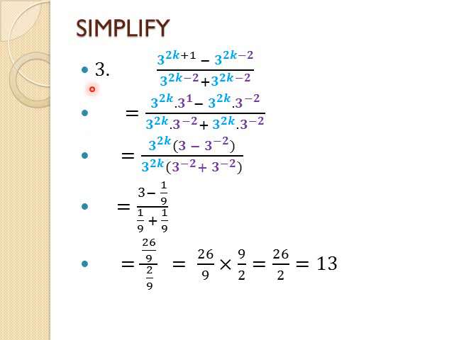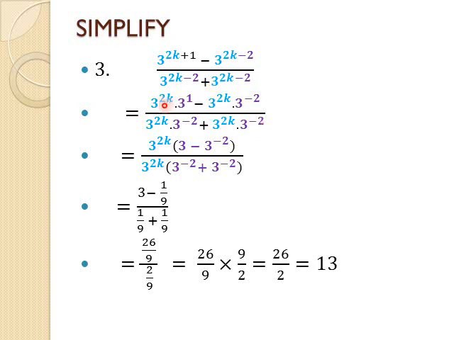Problem number 3. Now I've given you 3 to the power 2k plus 1 minus 3 to the power 2k minus 2, divided by 3 to the power 2k minus 2 plus 3 to the power 2k minus 2. Right, so if I split, I have 3 to the power 2k times 3 to the power 1 minus 3 to the power 2k times 3 to the negative 2. Bottom, 3 to the power 2k times 3 to the negative 2 plus 3 to the power 2k times 3 to the negative 2.